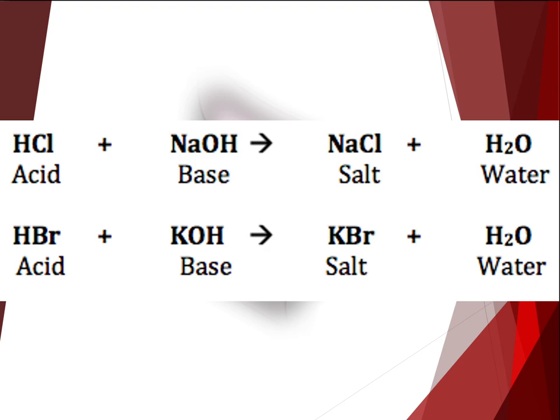Reactions between acids and bases are also a type of double displacement reaction. When acids and bases react, the products are usually water and a salt. For example, when hydrochloric acid reacts with sodium hydroxide, the products are the salt sodium chloride and water, according to the equations on your screen here.